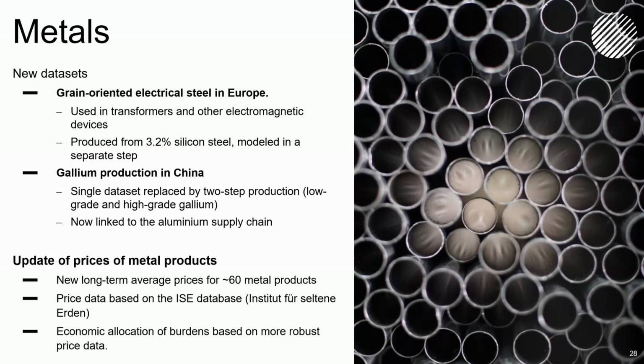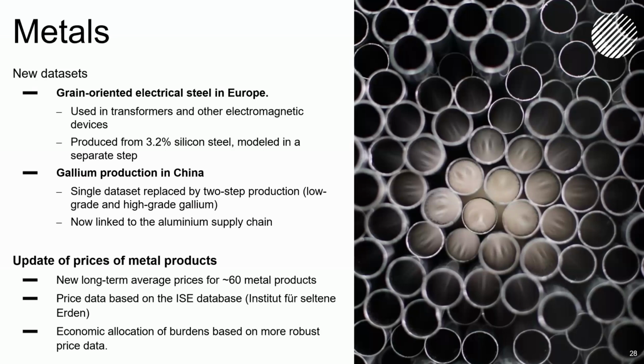The first step models the production of low-grade gallium from gallium contained in spent bioliquor, which is produced during the production of aluminium hydroxide. The second step models the refining of low-grade gallium to high-grade gallium. With this remodeling, gallium now gets burdens related to the aluminium chain, which was not the case in previous versions of the database. It also has been now modeled for China, which is the country where most of the production is taking place.